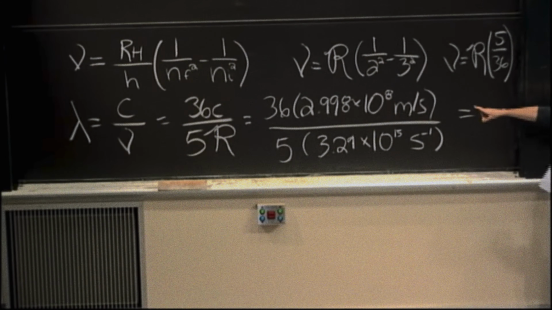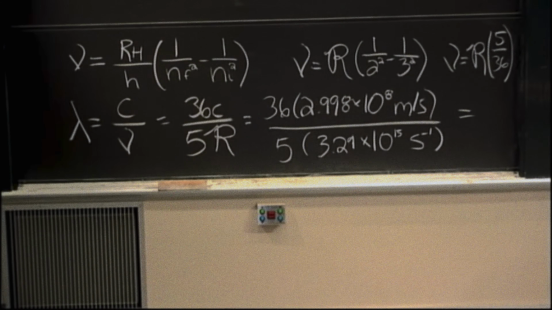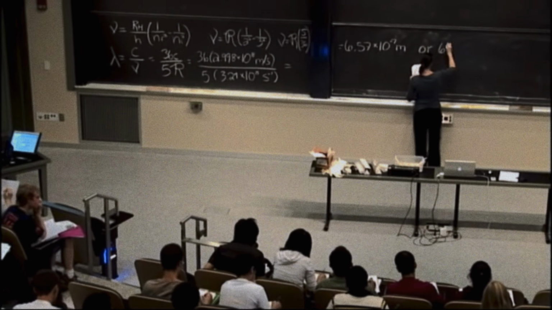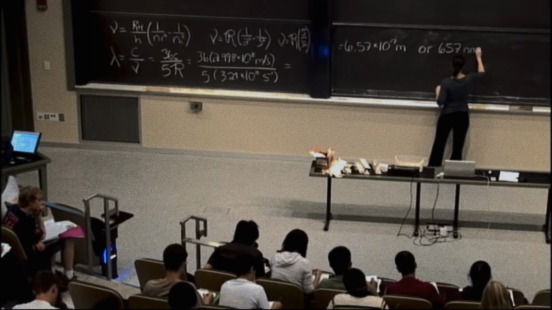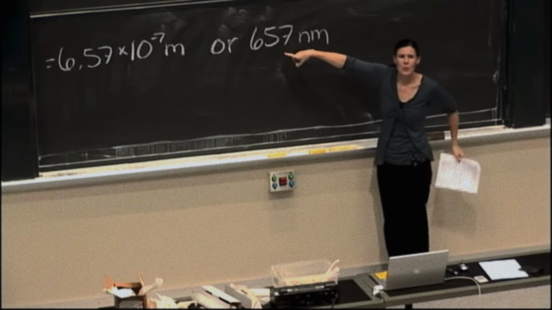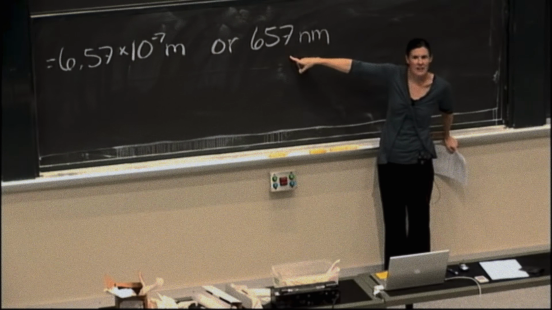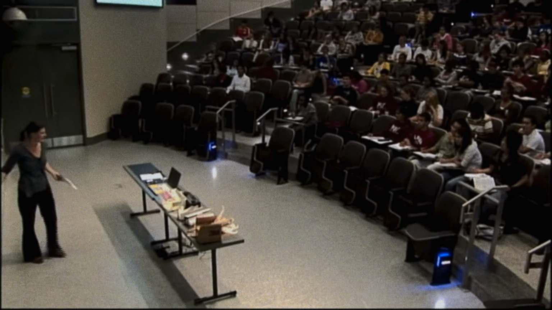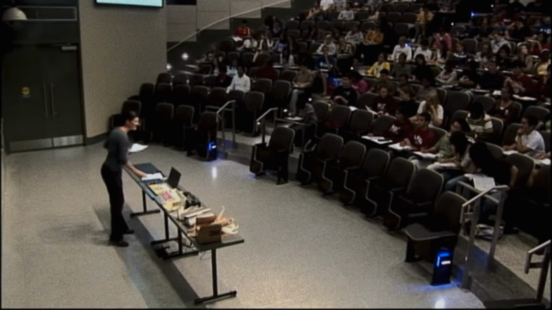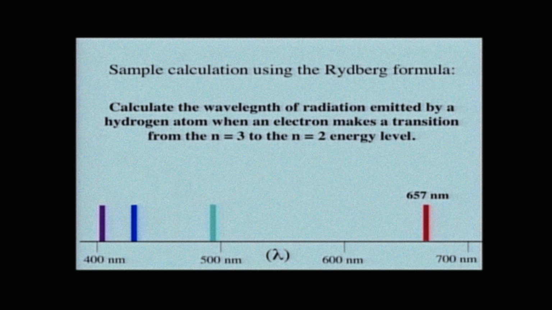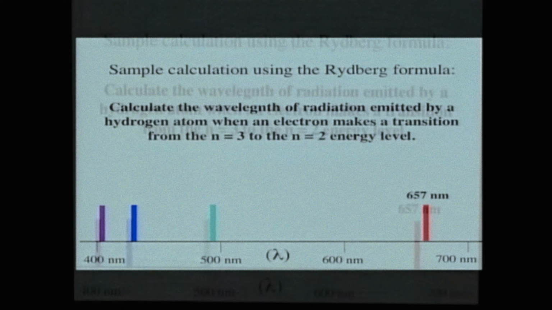So what we end up getting when we do this calculation is the wavelength of light, which is equal to 6.57 times 10 to the negative 7 meters. Or if we convert that to nanometers, we have 657 nanometers. So does anyone remember what range of light 657 nanometers falls in? What color? Yeah, it's in the red range, so that's promising. We did, in fact, see red in our spectrum, and it turns out that that's exactly the wavelength that we see, at 657 nanometers.